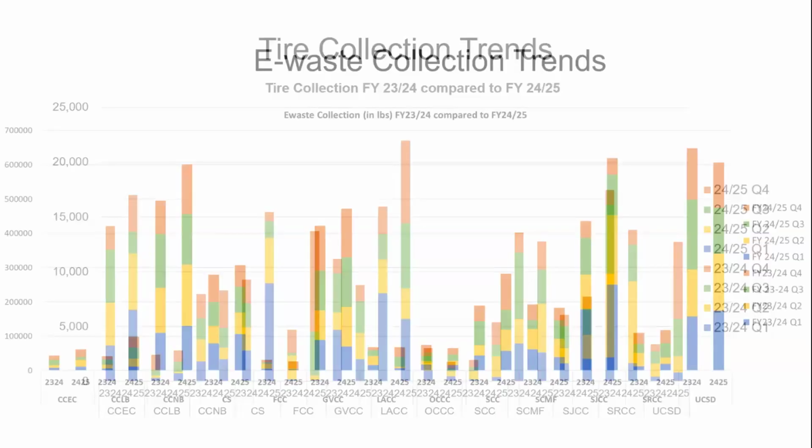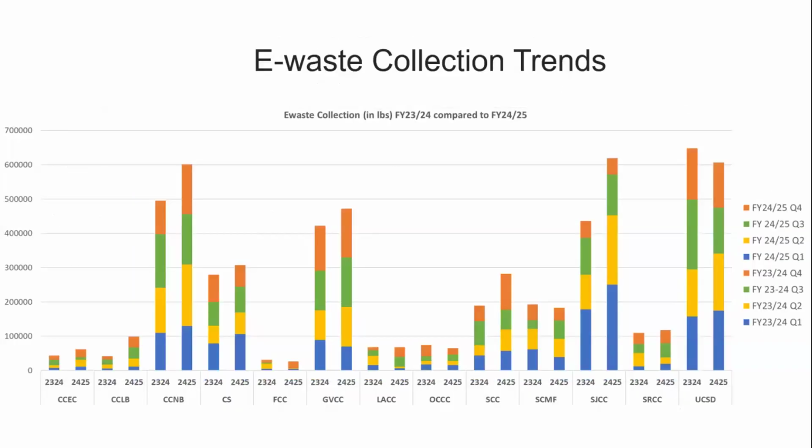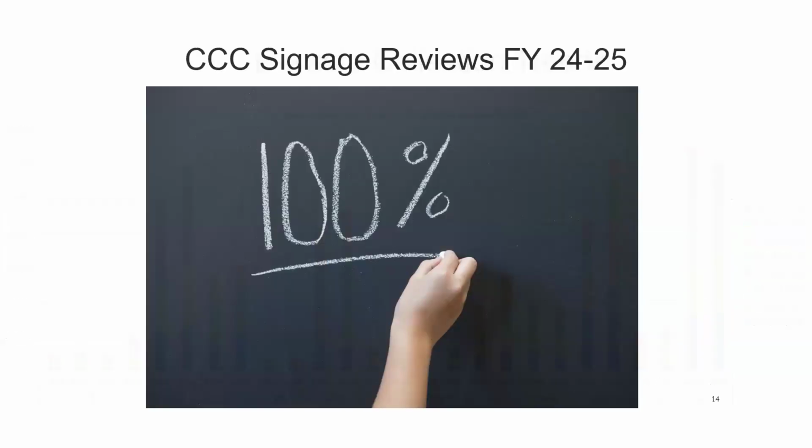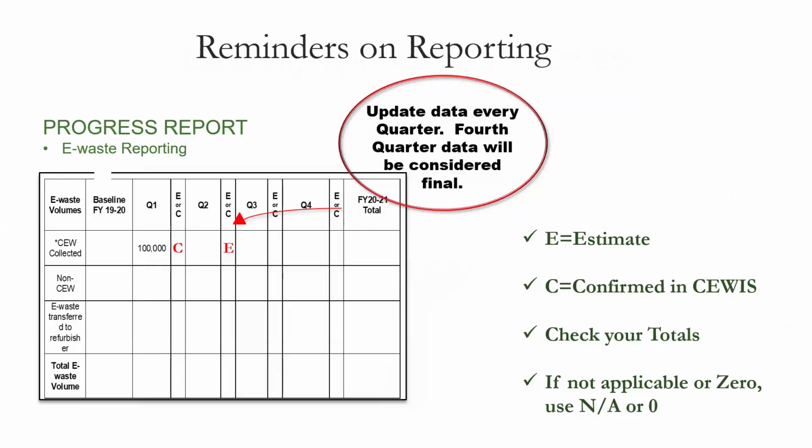And then e-waste. We see e-waste collection as compared to the last fiscal year again. Collection totaled nearly 3.1 million pounds, which is an increase from the previous fiscal year, which was about 3.1 million. And of course, our CCC signage reviews. Last year, cores were able to complete 100% of the reviews, totaling 1,639 reviews. So congratulations.